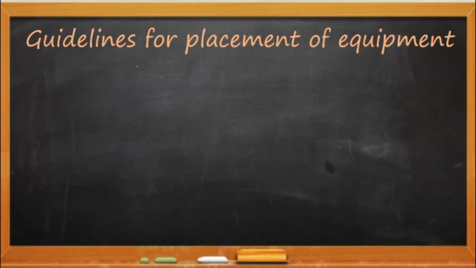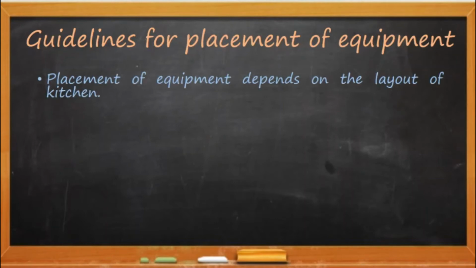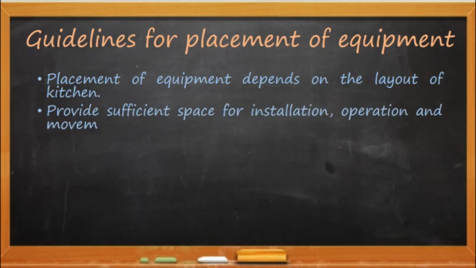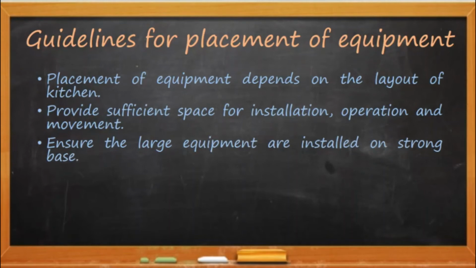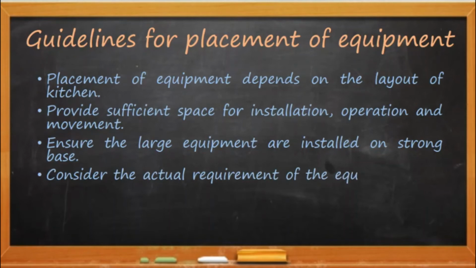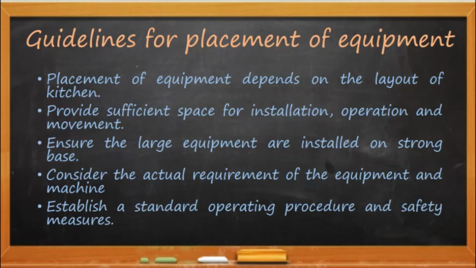Guidelines for placement of equipment. The placement of equipment depends on the layout of the kitchen. Provide sufficient space for installation, operation, and movement. Ensure the large equipment is installed on a strong base. Consider the actual requirement of equipment and machines before implementation. Establish a standard operating procedure and safety measures.